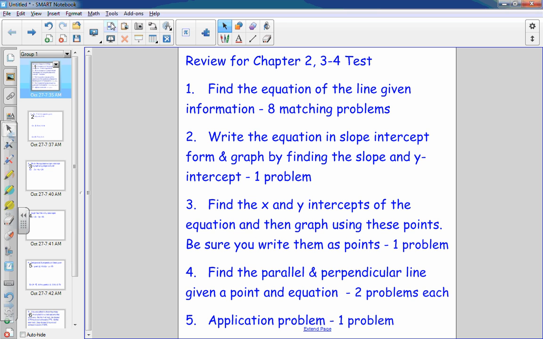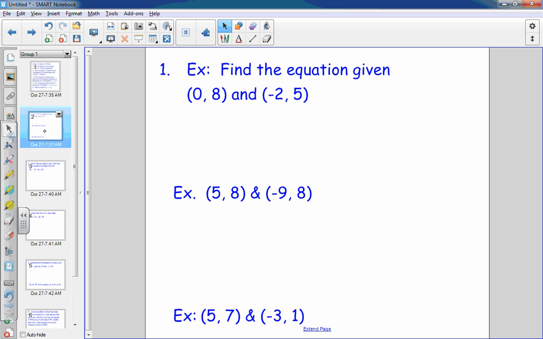And the last one is going to be an application problem. You're going to only have one of those. Whenever I say application problem, I mean find the equation of the line, interpret the slope, and interpret the y-intercept. Do we all understand that? That's the test, and when is the test? Tomorrow, okay? All right, now with that said, let's go ahead and start this.